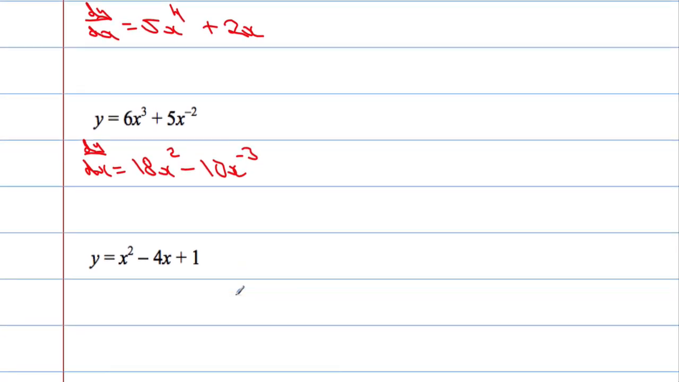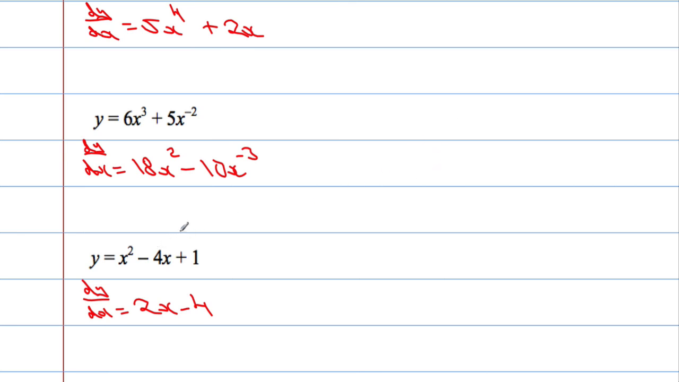And then finally, y equals x squared, subtract 4x plus 1. So dy by dx equals, power comes down in front, reduce that power of x by 1, so we get 2x. Subtract 4x, the power here is 1, so I'm taking the power down in front. 1 times negative 4 is negative 4. And when I take x to the power 1 and reduce it by 1, I get x to the power 0, which is 1. And then finally, the derivative of 1 is 0. So the derivative of a constant is 0.